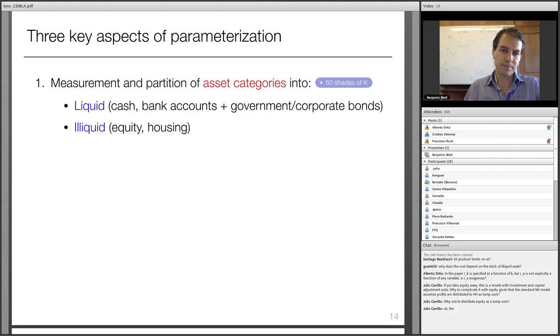So the first one that's easy, for example, liquid assets. The big things here, this is not everything, these are the big things, are cash, bank accounts, and government and corporate bonds. The big illiquid assets here are equity, I'll come back to that in a second, and housing. Housing is really the biggest item in the flow of funds out of any asset class for U.S. households.